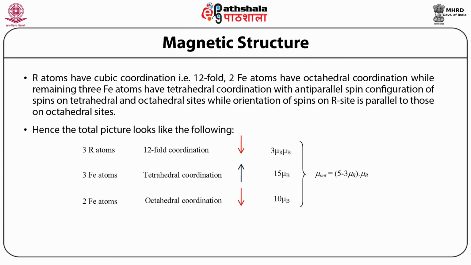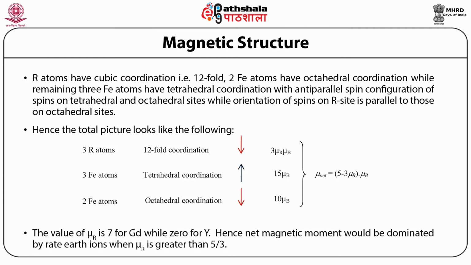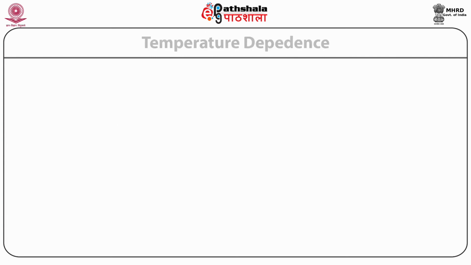The value of μR is 7 for Gd, while it is 0 for Y. Hence, the net magnetic moment, according to the above schematic, would be dominated by rare earth ions when μR is greater than 5 by 3.